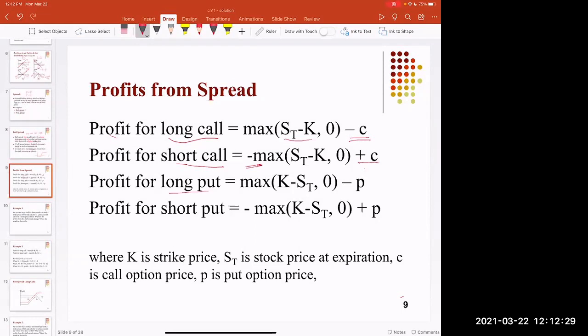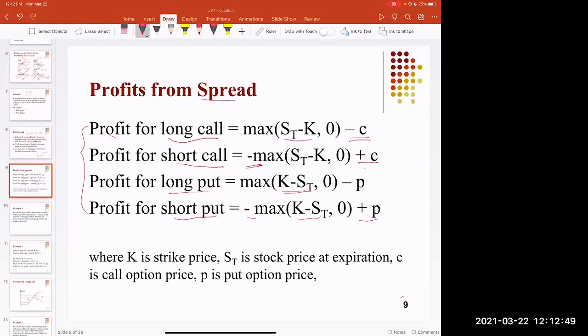For a long put, it's the same thing, and the difference is K minus ST. The short put is the negative of the maximum of K minus ST and 0, plus P. You don't need to memorize these formulas. They are on the formula sheet, but you need to be able to use them.